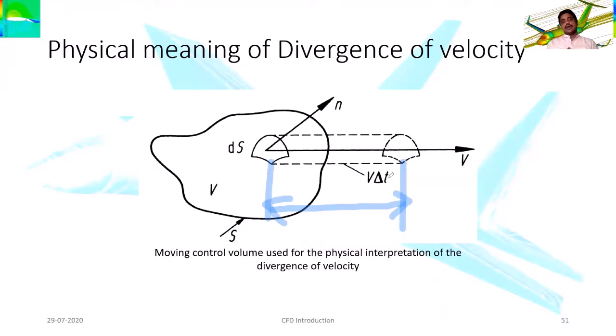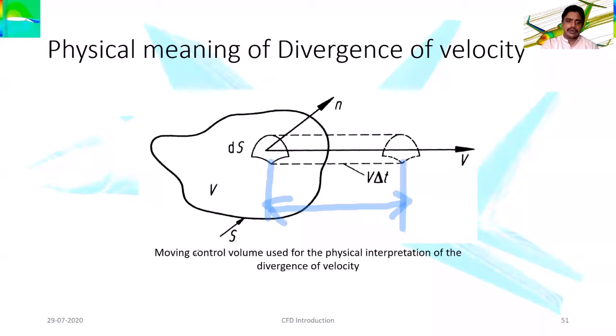So that gave me V into delta t. That means the time variation is being considered, and how much distance or how much length I have dragged that particular small elemental surface to make it as volume, that has also been addressed here.